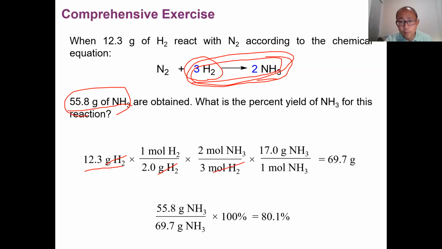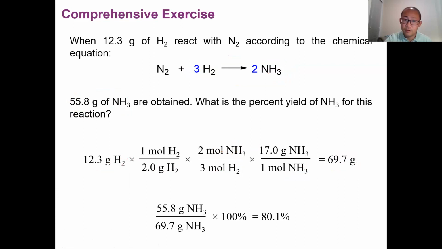Then 3 moles of hydrogen, I get 2 moles of ammonia. That's from the reaction. Okay, 3 moles of hydrogen, 2 moles of ammonia. I put moles of hydrogen in the bottom, I can cancel moles of hydrogen. And finally, I get the moles of ammonia. I need to convert moles of ammonia to what? Grams of ammonia, using the molar mass of ammonia, NH3, 17 grams. Okay, so after those 3 steps, I got the theoretical yield of ammonia.